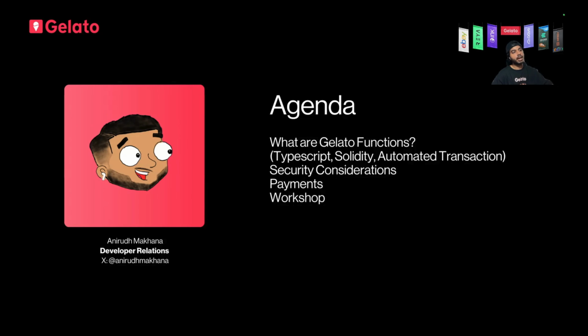We'll be taking a look at some of the security considerations that you should have because it's important to know how Gelato function calls the target function in your contract. We'll also be taking a look at how payments work in this scenario. So I'll be explaining what OneBalance is and how it works, and how it simplifies making payments for running automations on all supported networks, including Rootstock.